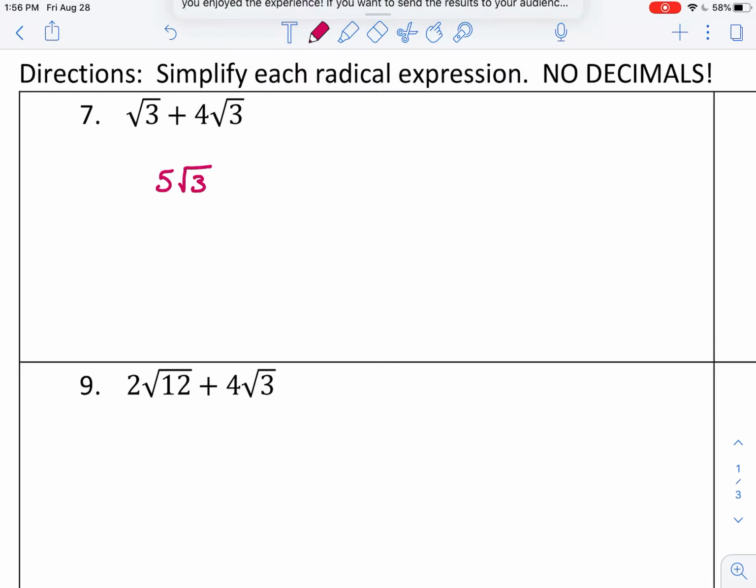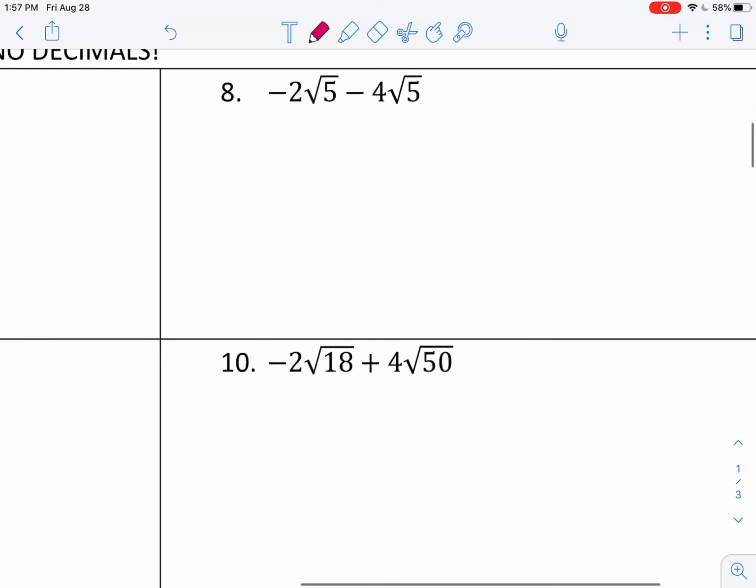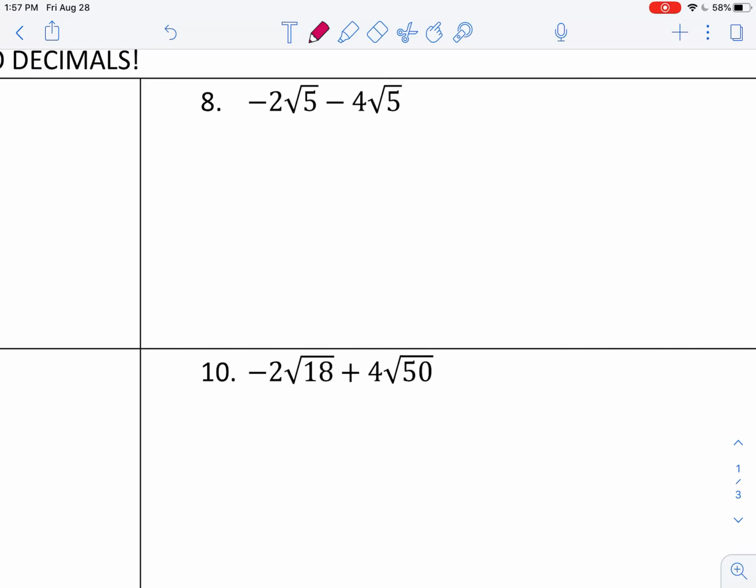So what I did is I took this invisible 1 and I added 4 to it. Don't forget that there's a 1 in the front. And that's all we can do because 3 is prime. It doesn't break apart. 5 root 3 is our answer. So when I go to number 8, they both have a root 5. They're like terms. So I'm going to do what you did in algebra days and basically just combine like terms.